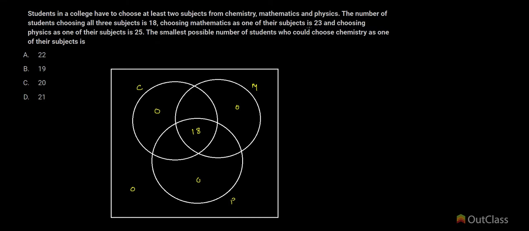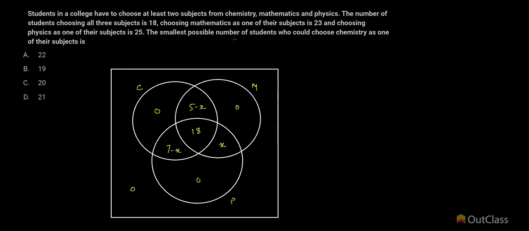Choosing maths as one of their subjects, one of 2 subjects or all 3 subjects is what we need to understand from this, is 23, which means you have an 18 here. You should have a 5 for these 2 combined. So that would make it a total of 23. Similarly, we have physics, 25. 18 here, you need 7 here. Now what I'm going to do is simply put an x here, at which point this would become 5 minus x. Notice that these two will add up to 5 plus 18, 23. Similarly, you will have a 7 minus x here.